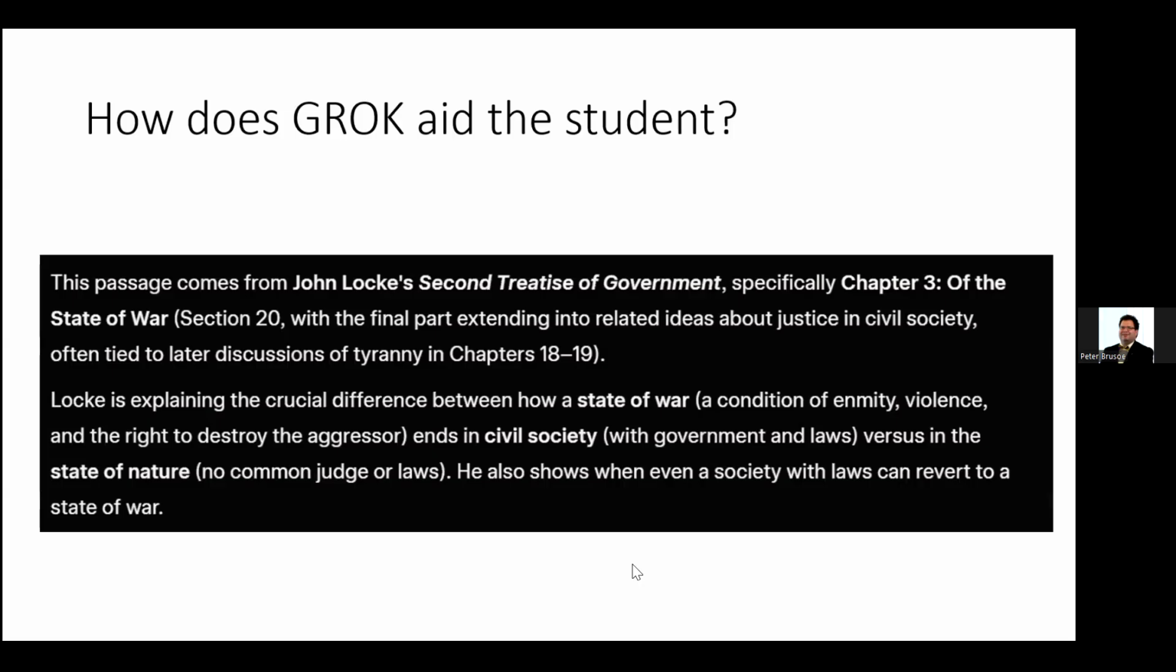And so when you put that into the system, it comes through, identifies where it's from, talks about the state of war, and then Locke's explaining the crucial difference between how a state of war exists versus the state of nature. So it allows you to easily understand that and allows the students to skip ahead without getting stuck by the reading of it and understanding those words, to actually understand the concepts. So students are then able to understand the concept, okay, here we have a state of nature versus a state of war, and engage with that intelligently.